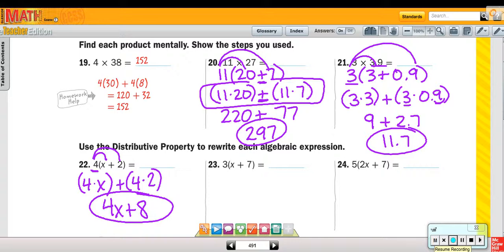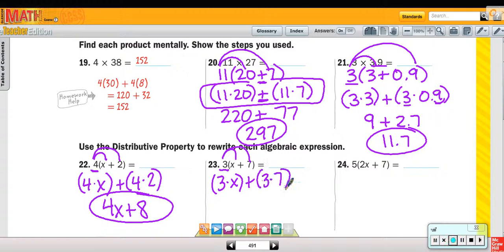Okay, let's take a look now at question 23. We're sharing the 3 with every other term inside our parentheses. So this really means 3 times x plus 3 times 7. You don't necessarily have to write this step, but if it helps you, by all means do so. So 3 times x gives you 3x. And 3 times 7 gave you 21. Can I combine these two terms? No, those are unlike terms. So we just get 3x plus 21. On 24, what are we sharing? The 5 with all of our other terms.